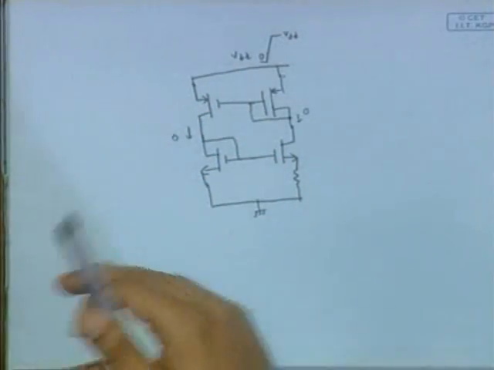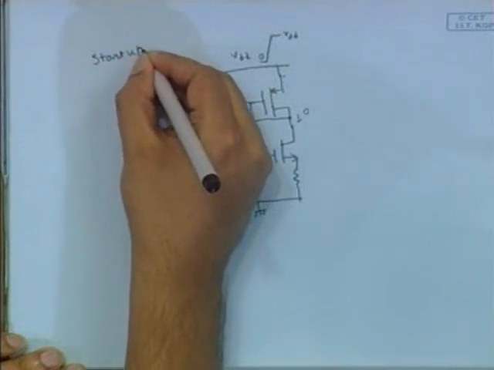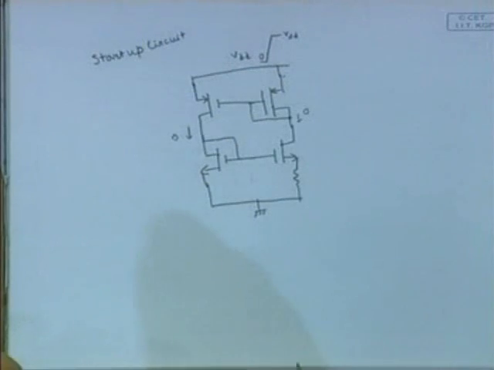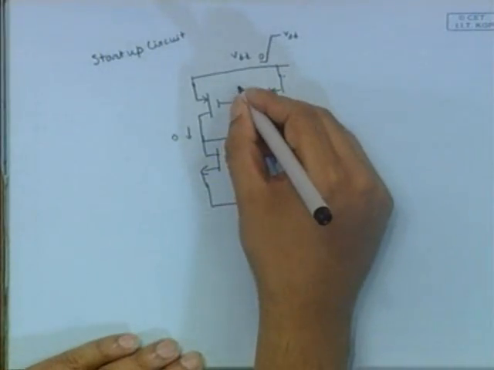If you can inject some amount of current through the circuit, then it will balance itself, okay. So you have to design some circuit which artificially introduces some amount of initial current, okay. That circuit is called a startup circuit. How will you design it?